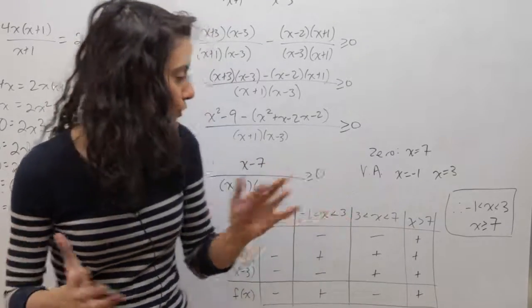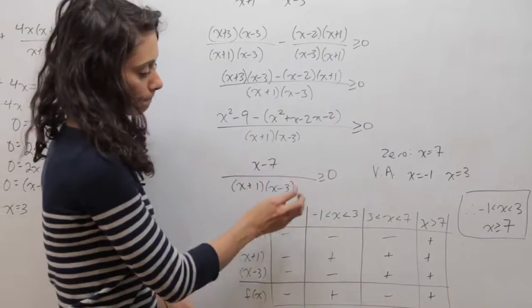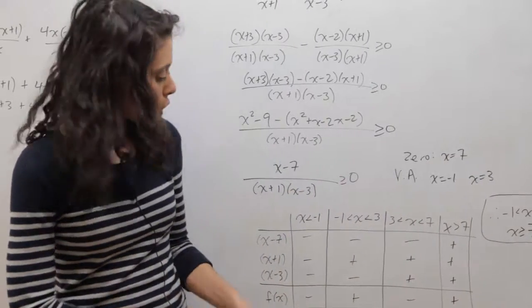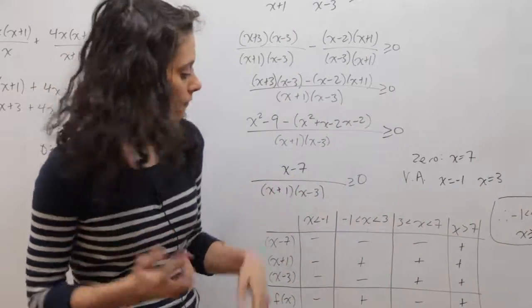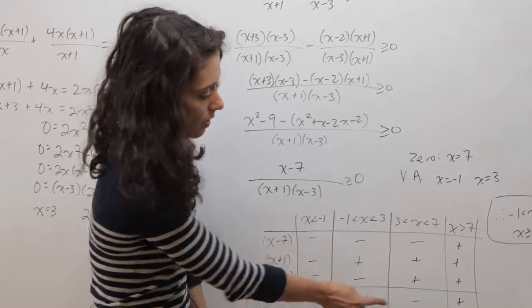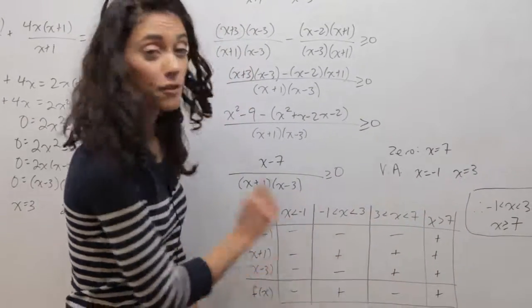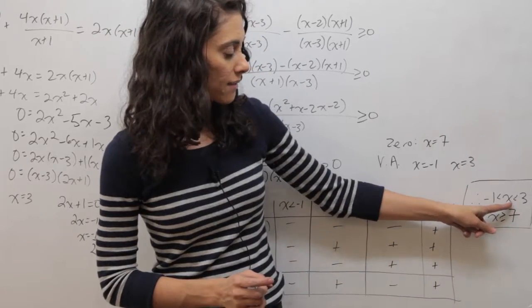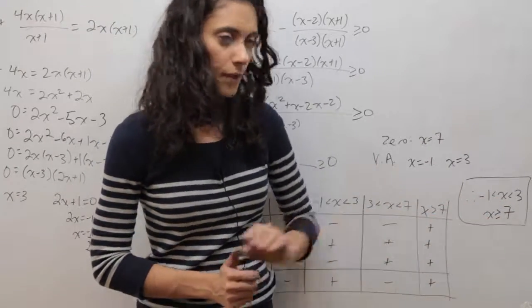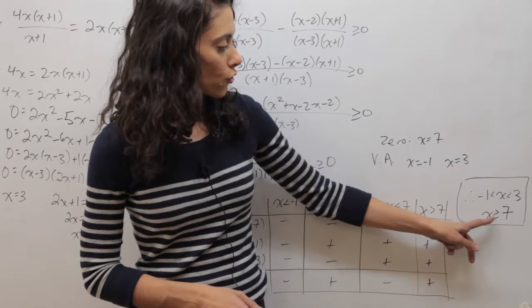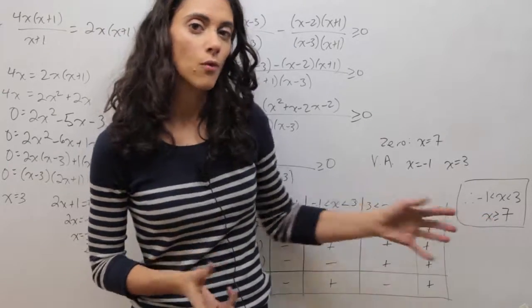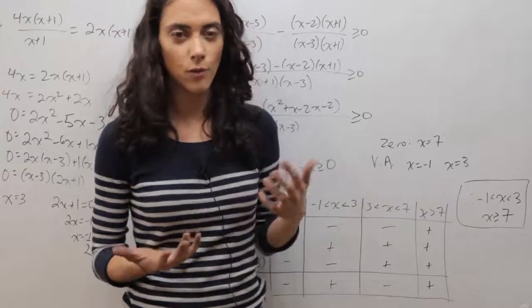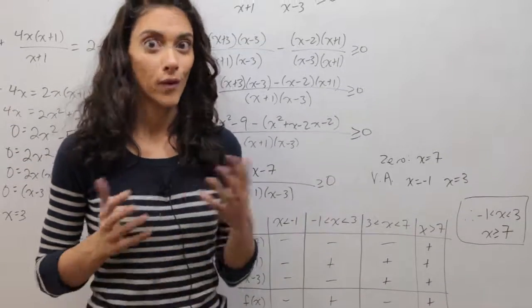So back to the question, which was, when is this function greater than or equal to 0? Well, greater than 0 means positive. So right here and right here, those are two intervals where it's positive. And so my final answer is, as long as x is between -1 and 3, and x is greater than or equal to 7. Remember we said the 0 is also a solution because we also want to know when it's equal to 0.